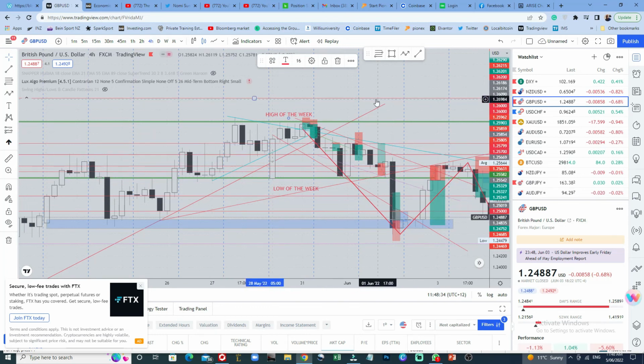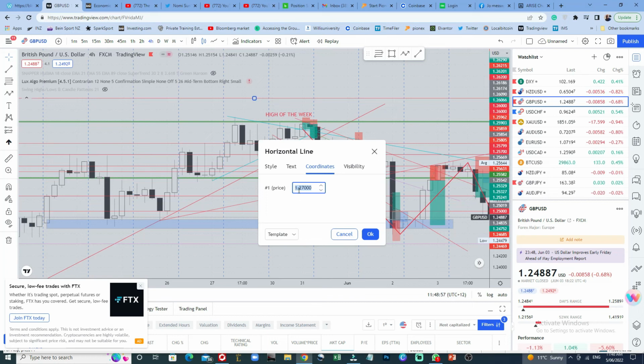What are psychological levels? Psychological levels are rounded off prices where people can buy or sell. So buyers can buy or sellers can sell. Look at this line. This is a psychological level, and it's what? Let's see what it is. 1.27000. This is a psychological level. That's why I draw that line there.